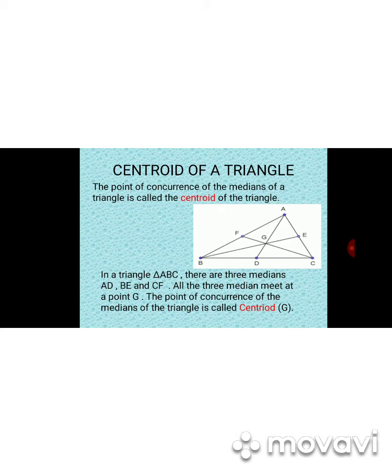Now, what is the centroid of a triangle? The point of concurrence of medians of a triangle is called the centroid of the triangle. Now, look at the figure ABC. Here, three medians are there: AD is the median, BE, CF. These three medians meet at the point G. Now, note down, this point G is the centroid of the triangle. जहाँ पे तीनों medians मिलते हैं, that point is called the centroid of the triangle.